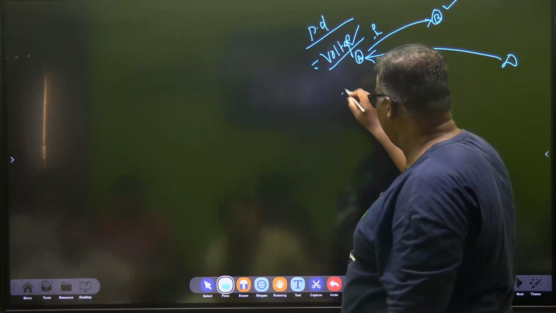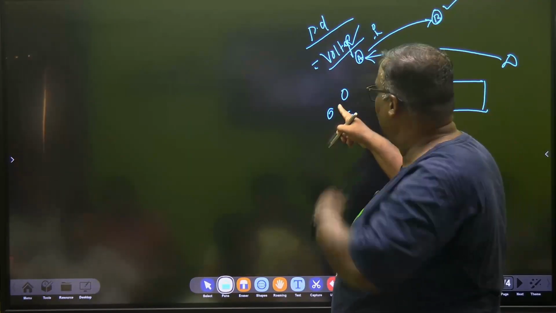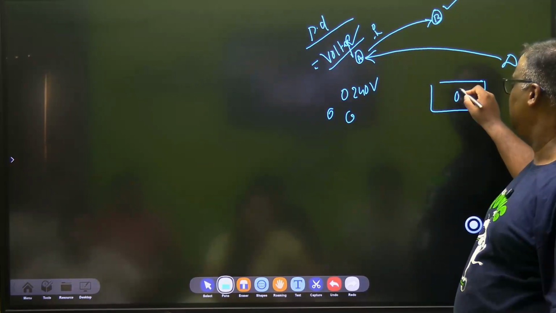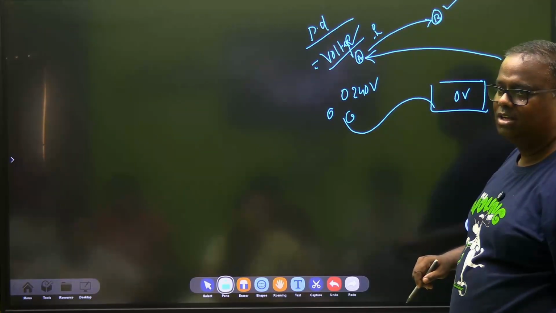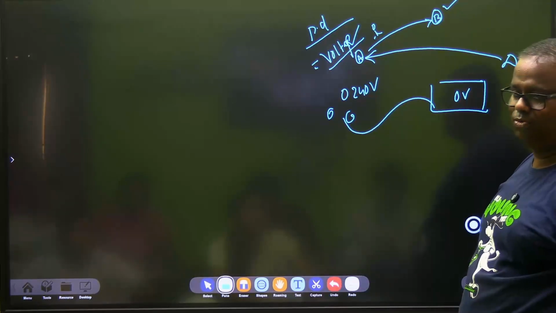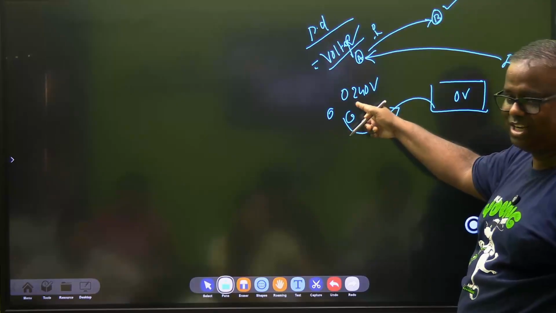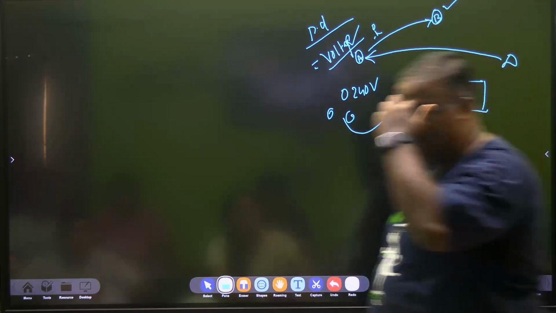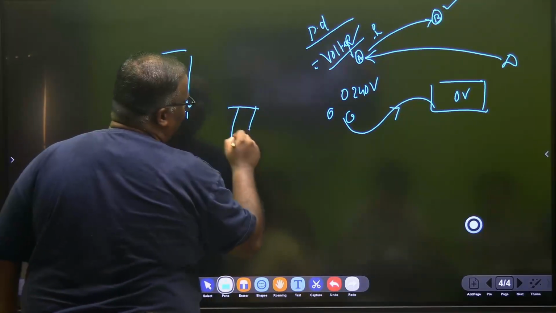So if this is your plug point and if this is your TV, this is at higher potential. This is at 240 volts. The TV is not turned on, it is at 0 volts. So when you connect here and you switch on, how does water flow? From higher potential to lower potential. So how will charges flow? Higher potential to lower potential. TV will not charge the point. The point will charge the TV. As simple as that.